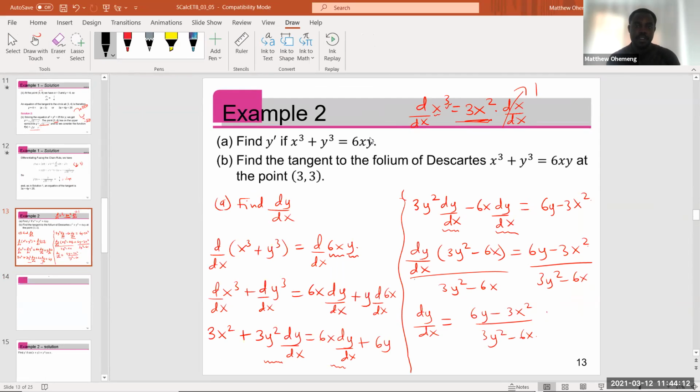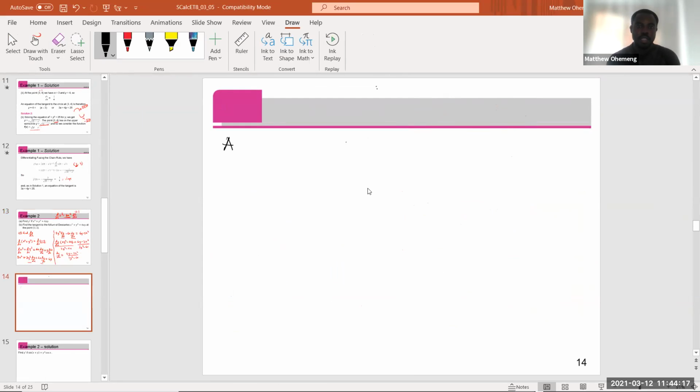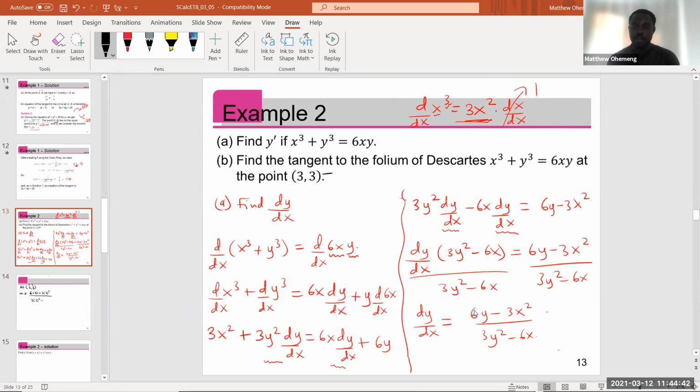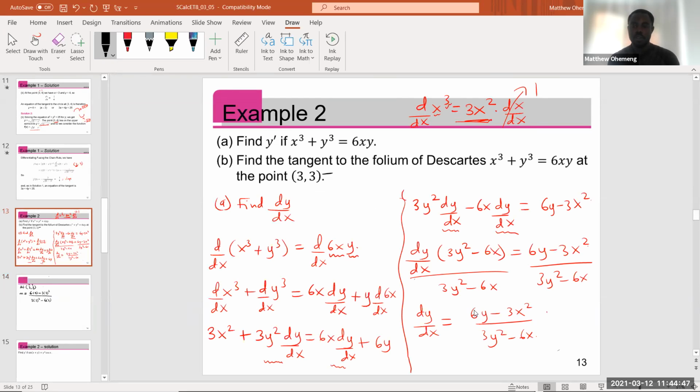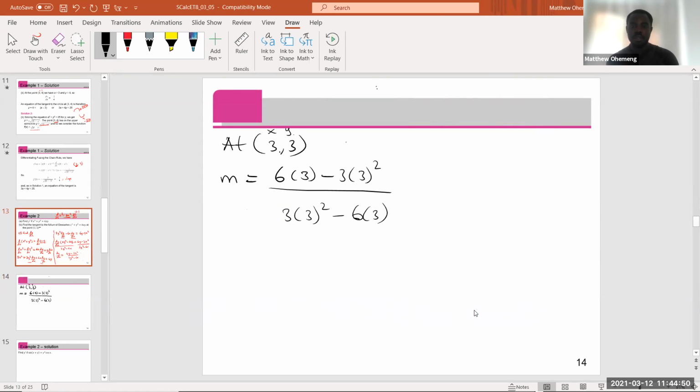Now, part B says find the tangent to the folium of Descartes at 3, 3, right? So at 3, 3, we need the slope. Don't forget, we need a slope, right? So the slope will be the derivative evaluated at this point. Don't forget, this is my x, this is my y. So it will be 6 times 3 minus 3 times 3 squared over 3 times 3 squared minus 6. We are lucky here because the x and y are all 3, so we don't have to change numbers here. Like so, right? We evaluated the derivative at that point, and then you find this.